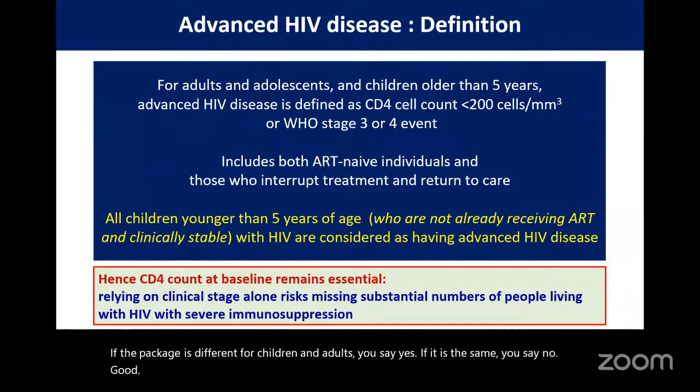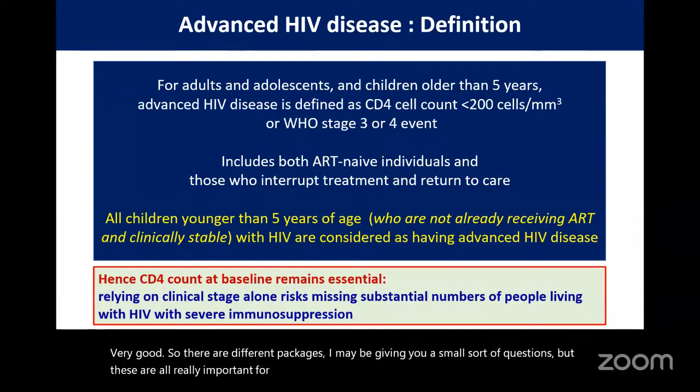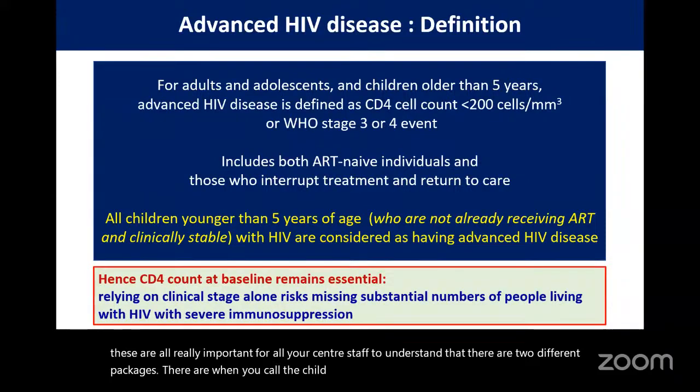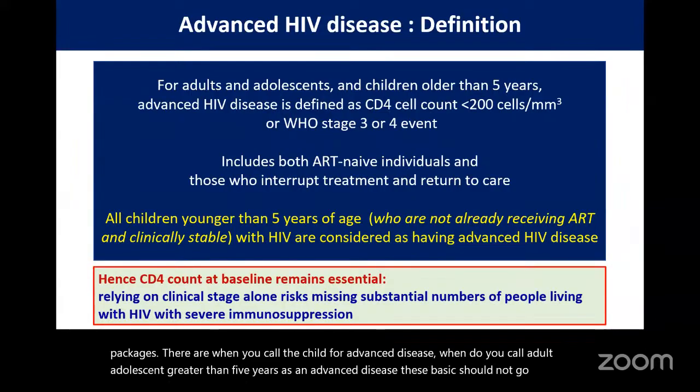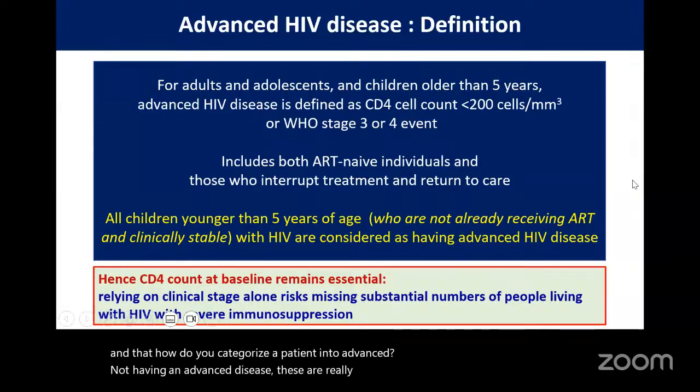Very good. So, yeah, there are different packages. I may be giving you small sort of questions, but these are all really important for all your center staff to understand that there are two different packages. When do you call the child an advanced disease, when do you call an adult or adolescent greater than 5 years an advanced disease? These basics should not go wrong. And how do you categorize a patient into advanced and not having an advanced disease? These are really important even before you know about the packages.